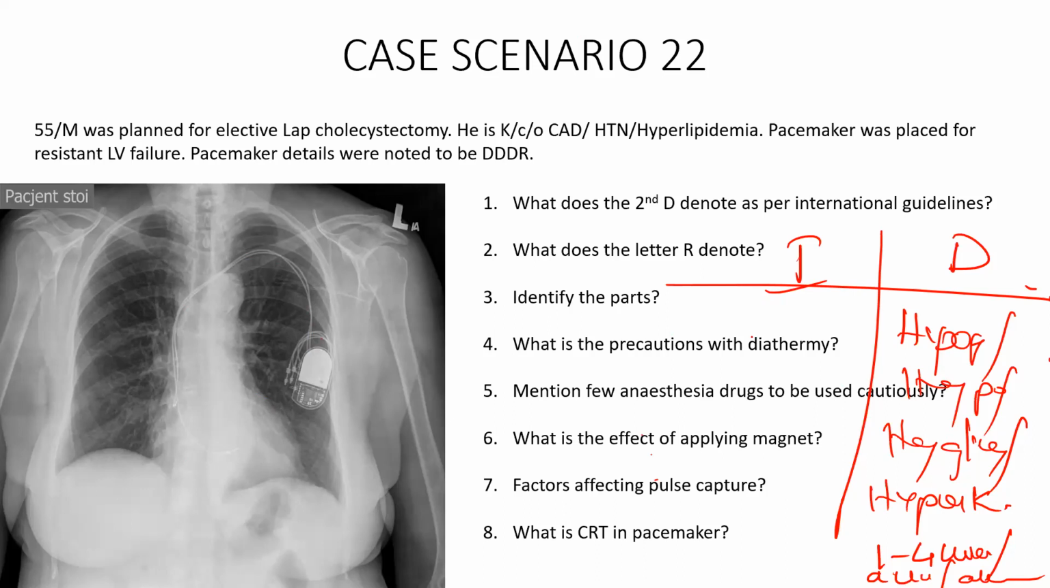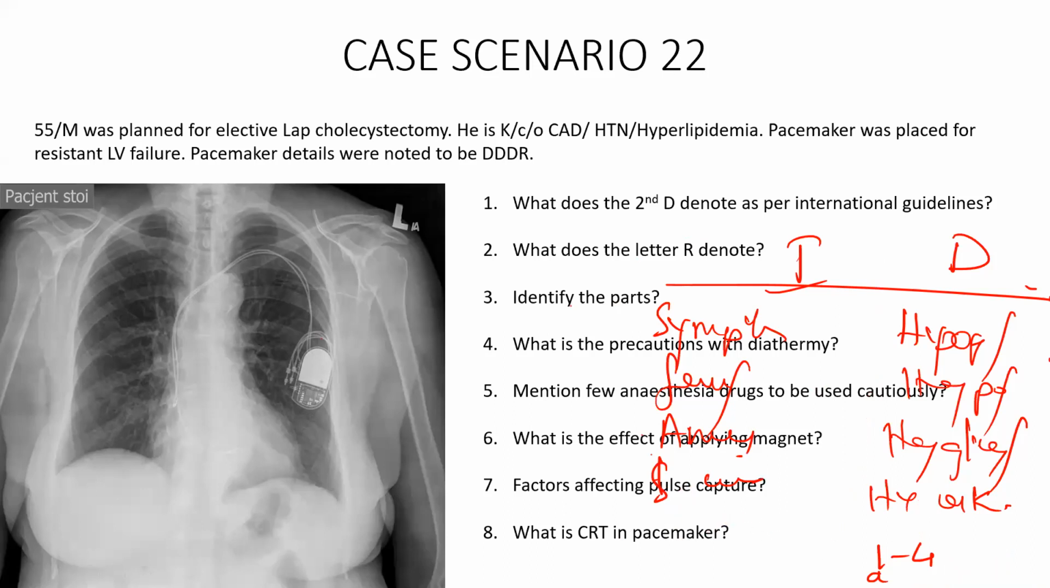Similarly, when it comes to increased capture, in response to the pacemaker potential there will be excessive contraction. So that is going to be increased pulse capture. Examples are excessive sympathetic system stimulation in the body, fever, anxiety, and sympathomimetic agents like ketamine, and then anticholinergics. These are the few things which can increase the capture capacity of the pacemaker.